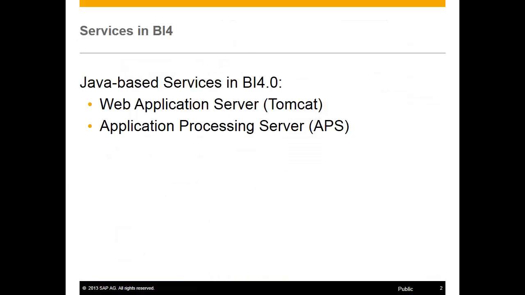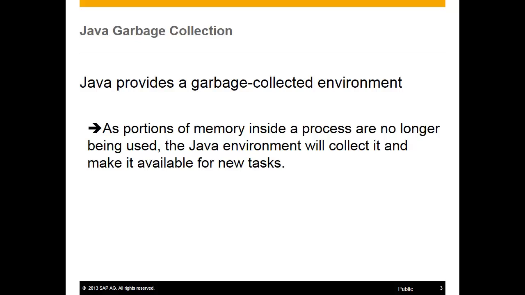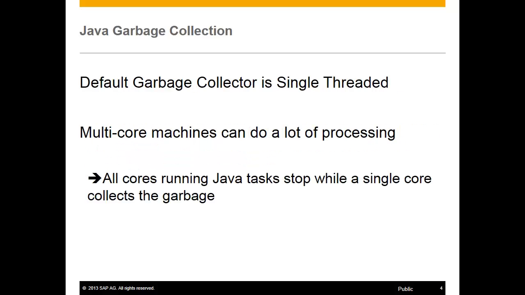A large number of the services in BI 4 are Java-based. This includes the web server as well as many services that are hosted by the APS. Java uses a garbage collector to manage memory. It runs periodically to reclaim unused pieces of memory.